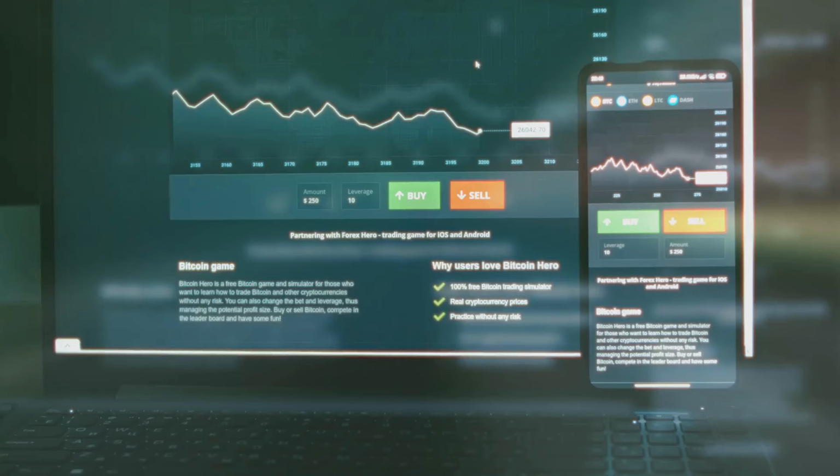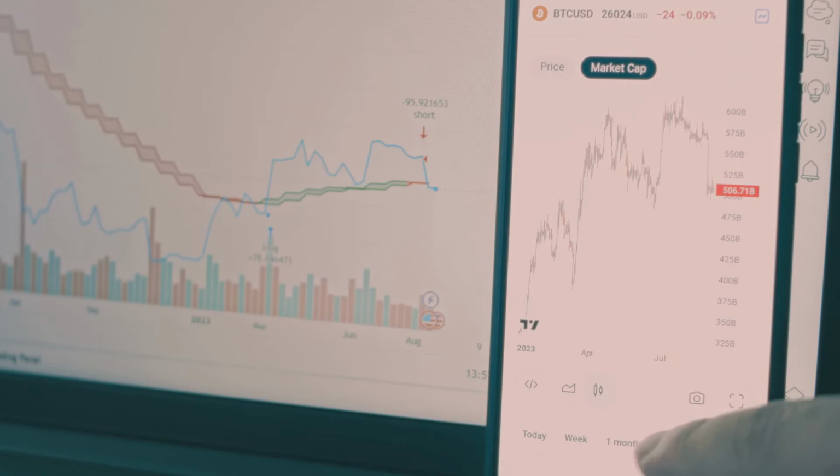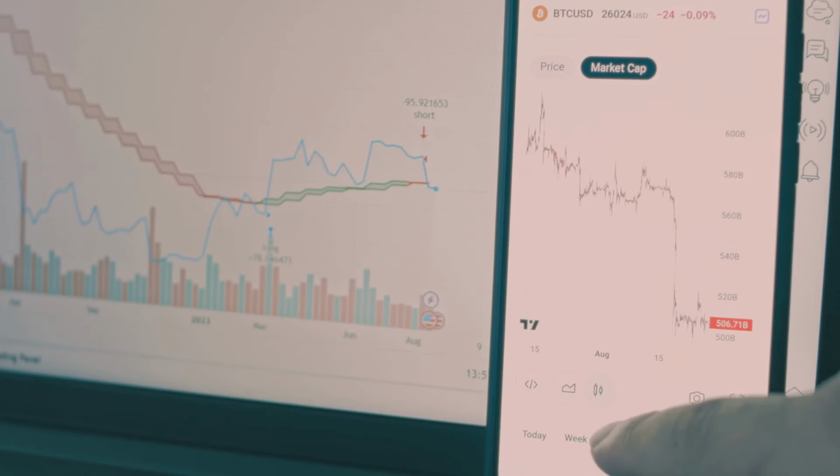Think of it like watching a sports game. You don't just care about the final score but the plays and momentum. Crypto charts give you the play-by-play of buyers and sellers. By learning to read them, you move from guessing to making smarter, more strategic decisions.